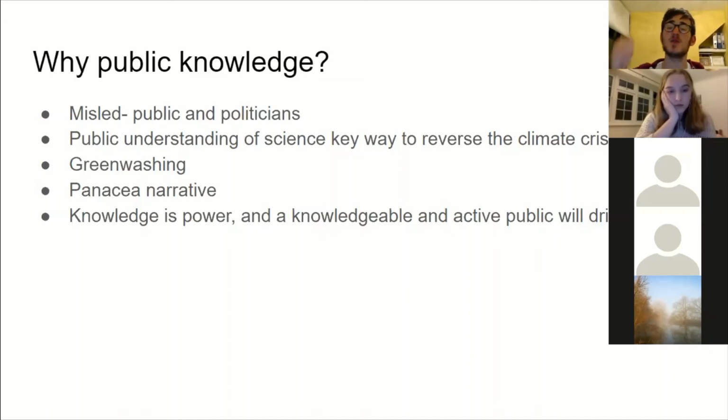Public understanding of science has always been a key way to reverse the climate crisis, because knowledge is power. And a knowledgeable and active public that can know when they're being fed absolute rubbish, that is what's going to drive action. That's what's going to drive restoration. And finally, it can help reverse the panacea narrative, the idea that there's some cure-all to the climate crisis. Because if we know the limits of these technologies, we know the limits of these techniques, we can actually help to reverse that narrative and get a better picture of the world that will allow us to carry out restoration and allow us to save millions of people's lives.